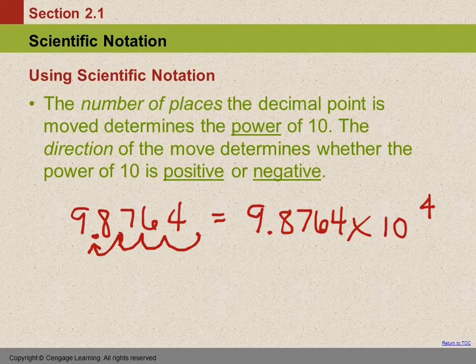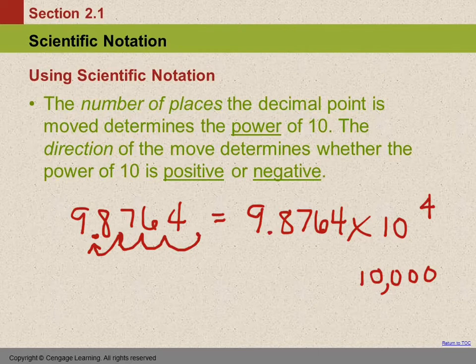10 to the 4th is a 1 with 4 zeros after it, right? 10,000. And you can try this on your calculators. You should bring your calculator to class every day. There will be weeks where we may not use them, but bring it anyway and pull it out right away and use it whenever you can. So try that on your calculator.